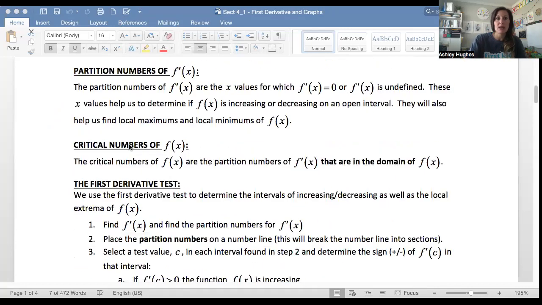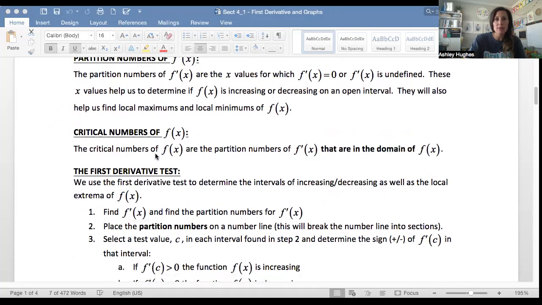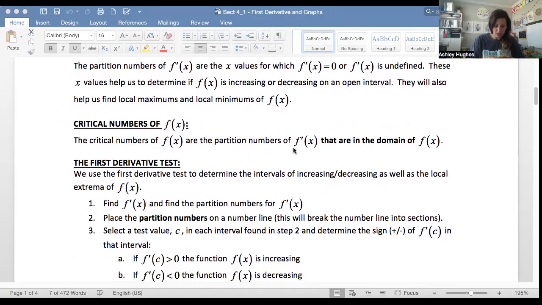I'm going to define something else called the critical number. The critical number is where the derivative equals 0 or doesn't exist. So the way we find a critical number or a partition number, it's where the derivative equals 0 or where it doesn't exist.